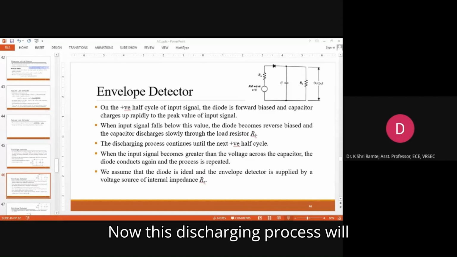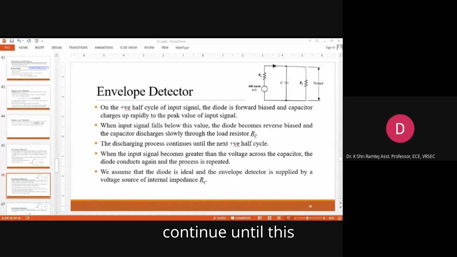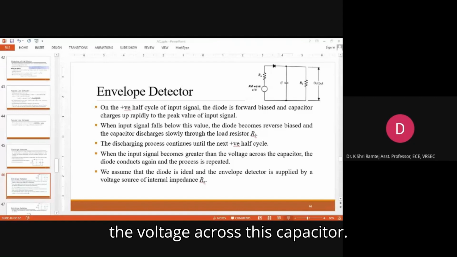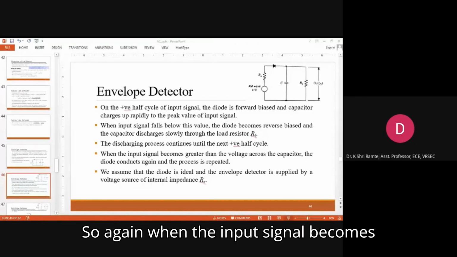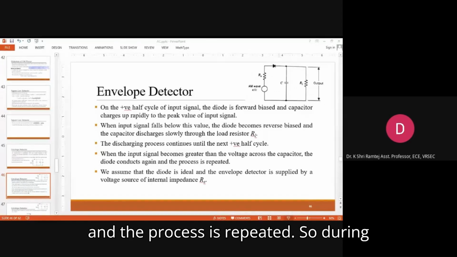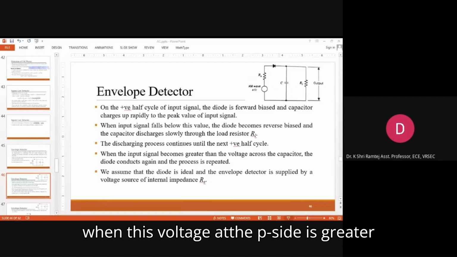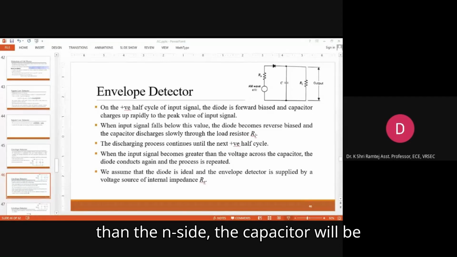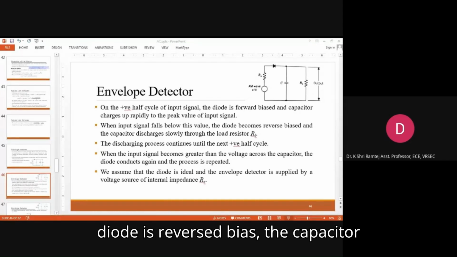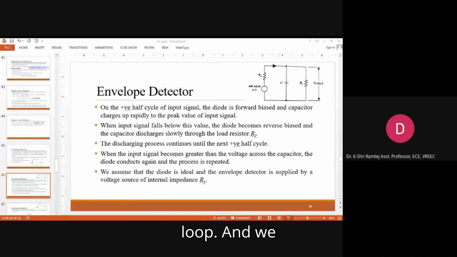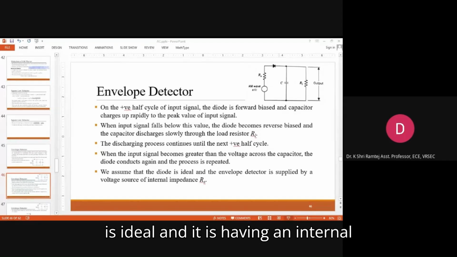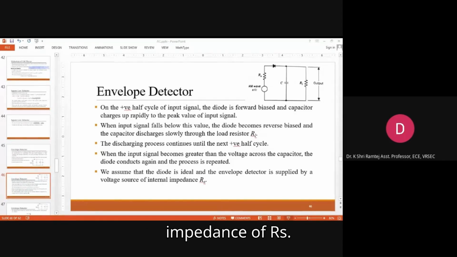This discharging process will continue until the voltage at the P side is greater than the voltage across the capacitor. Again, when the input signal becomes greater than the voltage across the capacitor, the diode will conduct again and the process is repeated. When the P side is greater than the N side, the capacitor is charged through this loop, and when the diode is reverse biased, the capacitor is discharged through this second loop. We assume the diode is ideal and the source has an internal impedance of Rs.